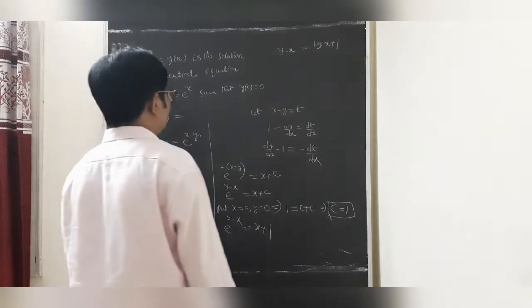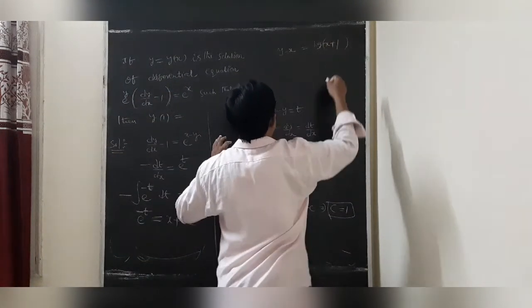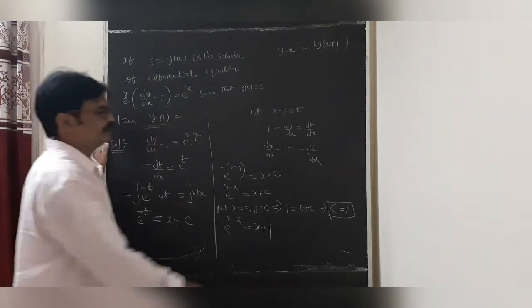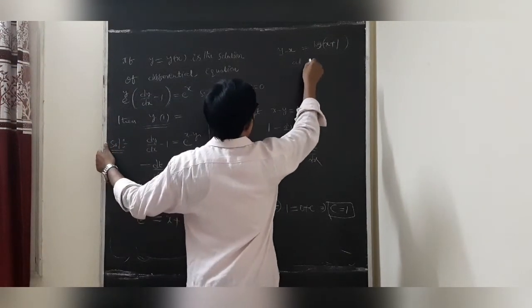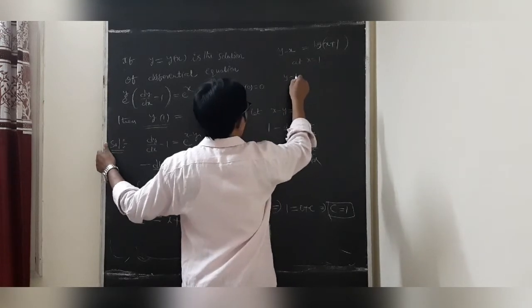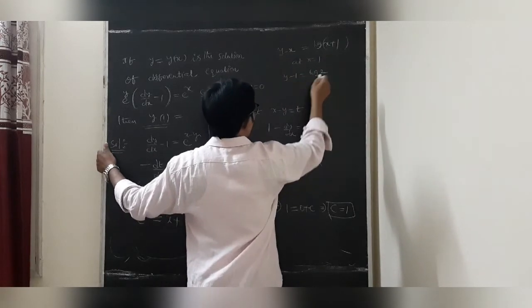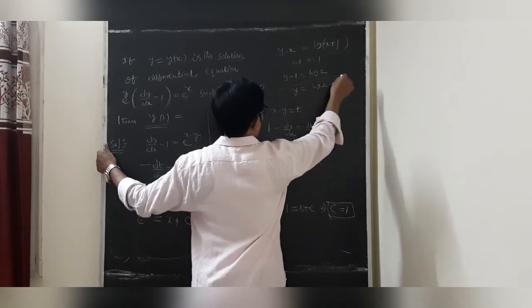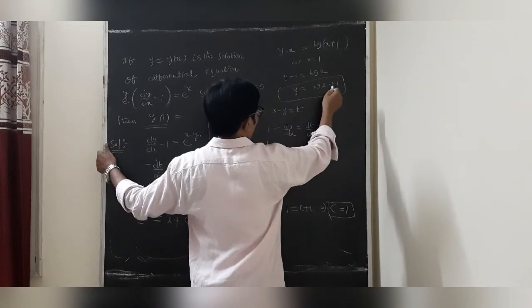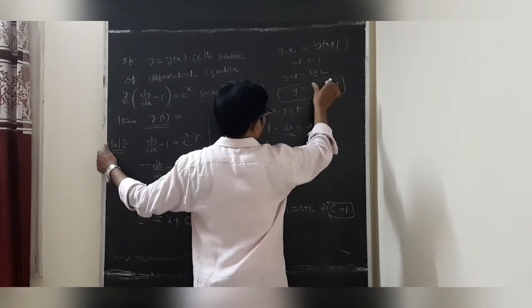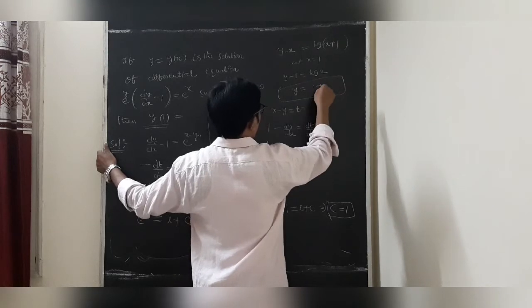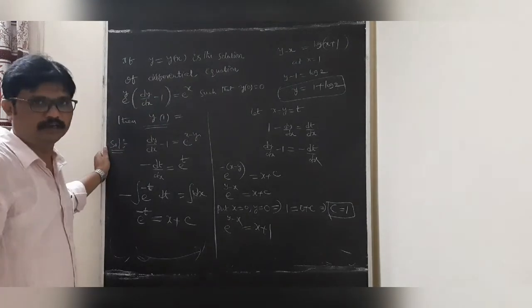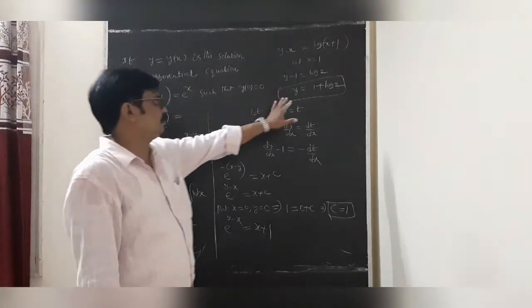Dear students, now we find the value of y at x equal to 1. At x equal to 1, y minus 1 equals log 2. So y equal to log 2 plus 1 is the required answer. That is, 1 plus log 2 is the value of y, which is nothing but y of 1.